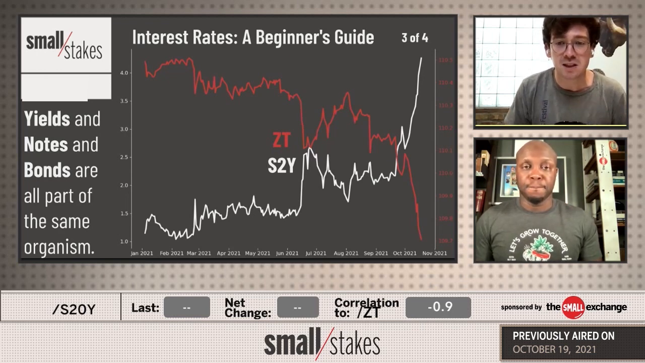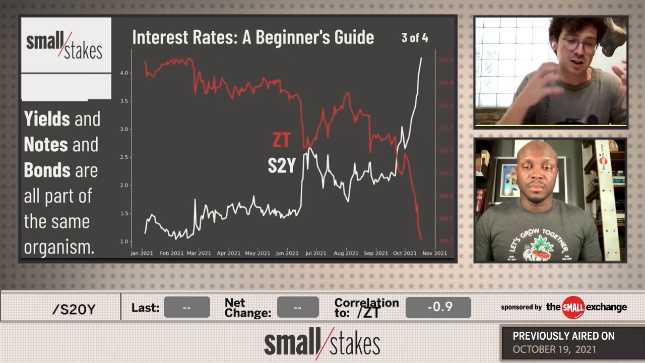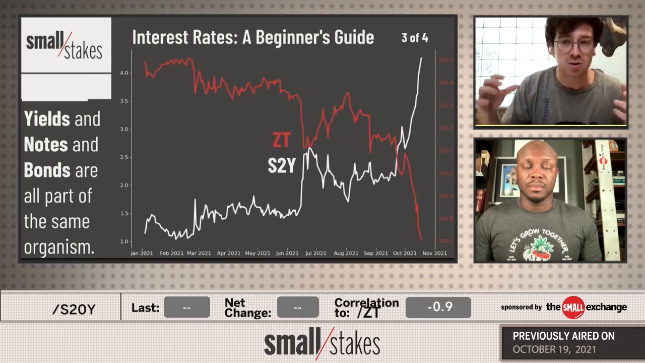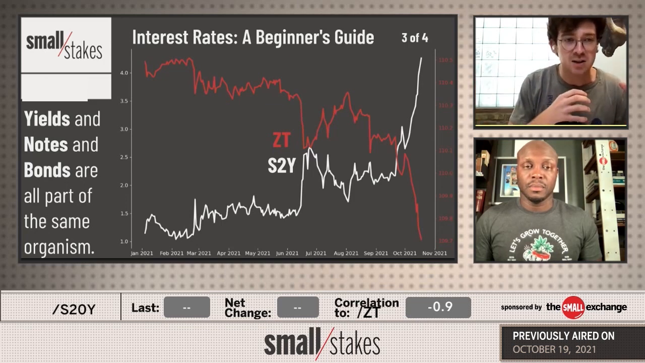Now you can see here that a lot of people will always be like, oh, so if bonds or notes, which are just different durations, the same concept, if bond or note prices move higher or lower, what does that cause the yield to do? And it doesn't cause it to do anything. They move directly as a function of each other.